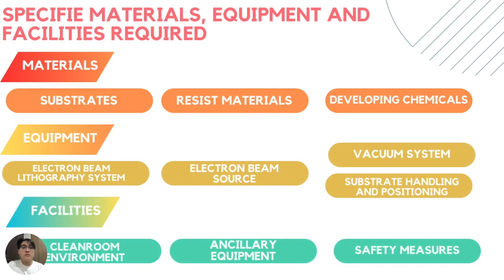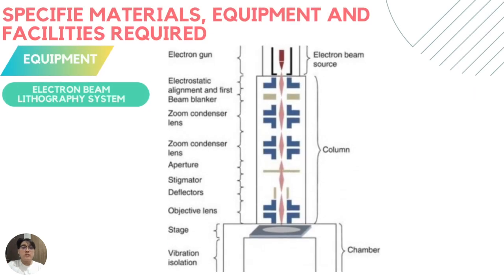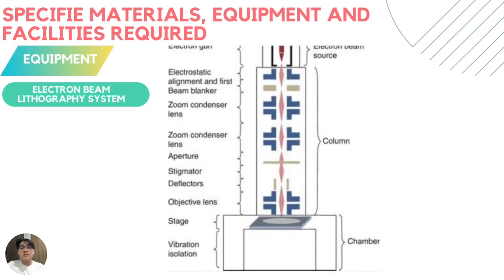And this is the specific material, equipment, and facility required for the EBL process. First one is material. We have a substrate, resist material, and developing chemical. Next one is equipment. We have an electron beam lithography system, electron beam source, vacuum system, and the last one is substrate handling and positioning. And lastly is facility. We have a clean room environment, ancillary equipment, and safety measures. And this one is the electron beam lithography system image.